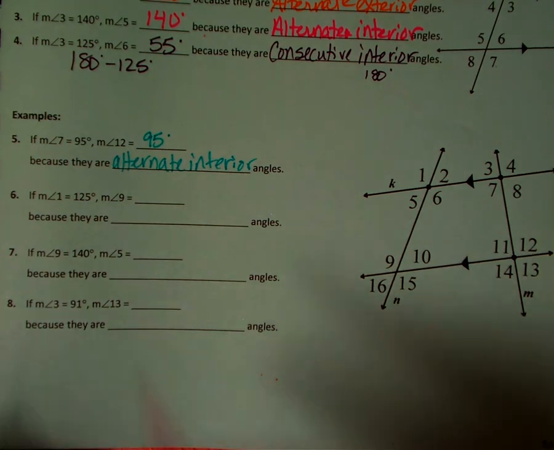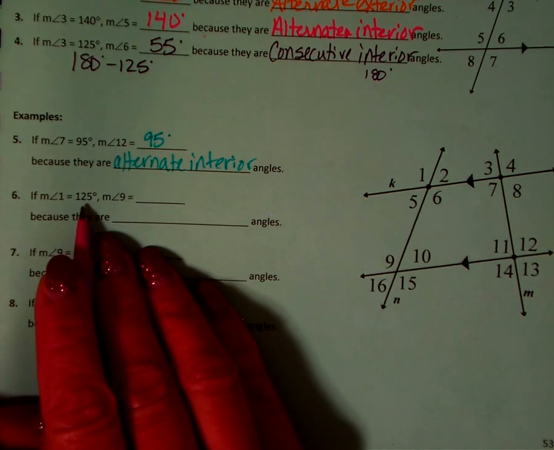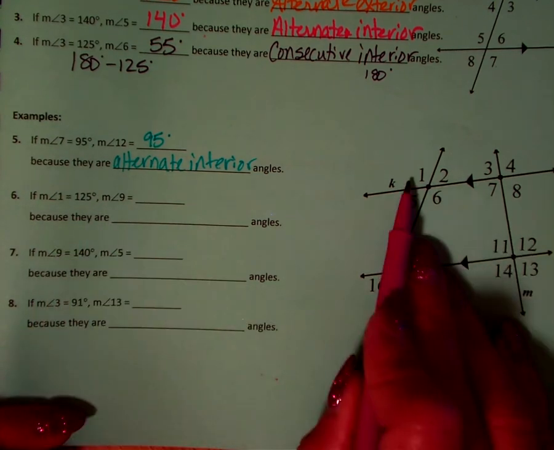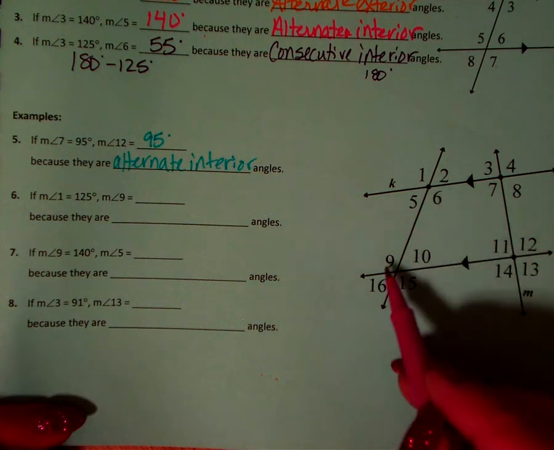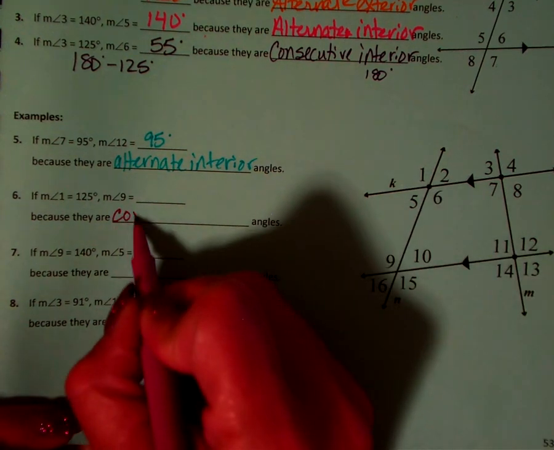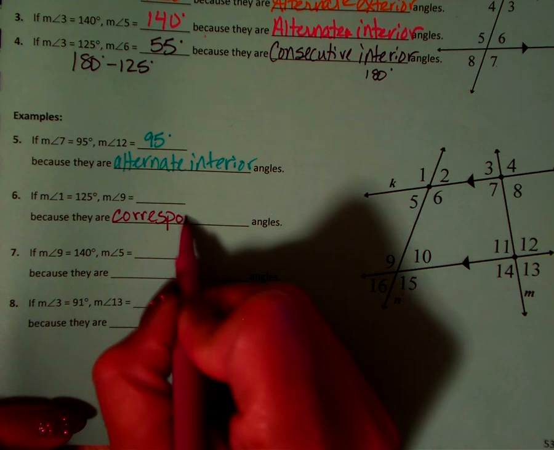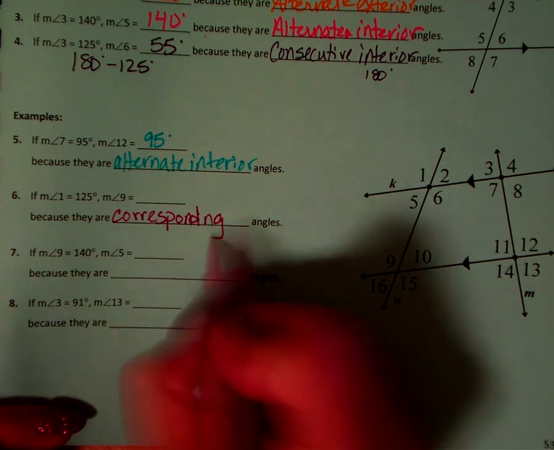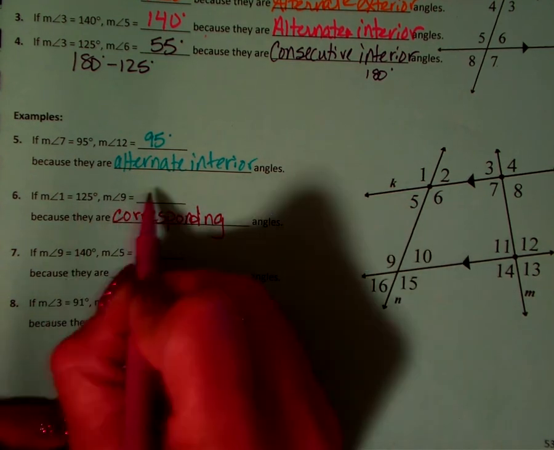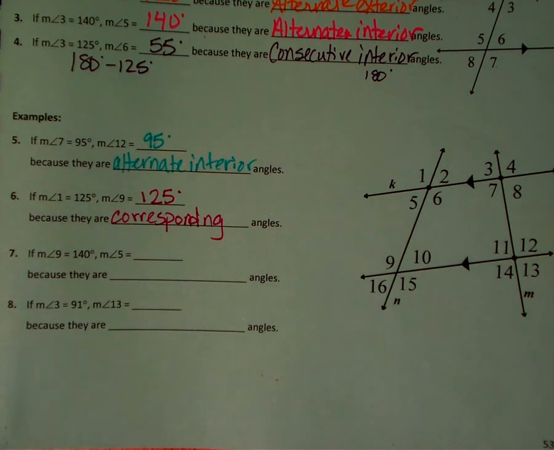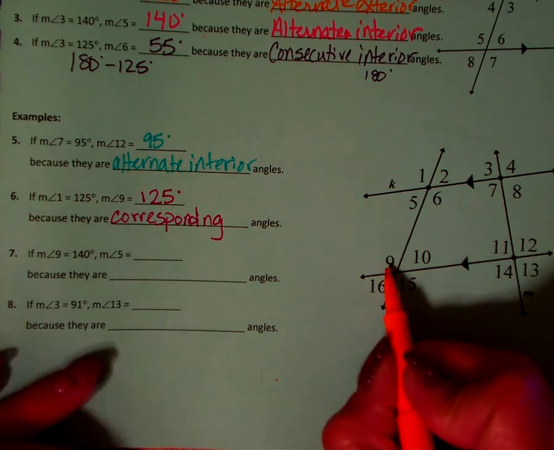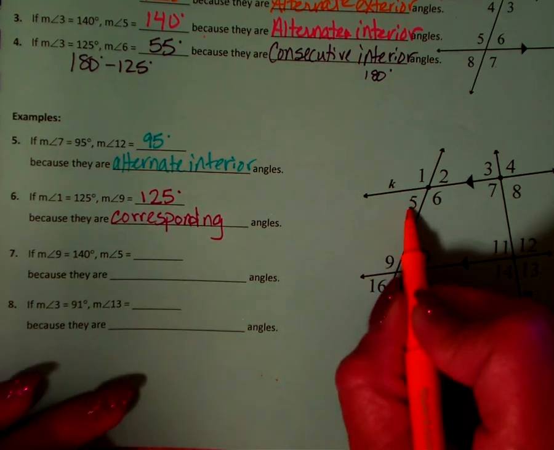Okay, next one gives us measure of angle 1 is 125, and it asks us for the measure of angle 9. Okay, and what kind of angles are these to each other but corresponding? Okay, and corresponding angles are congruent, which means my answer here is the same as what was given.